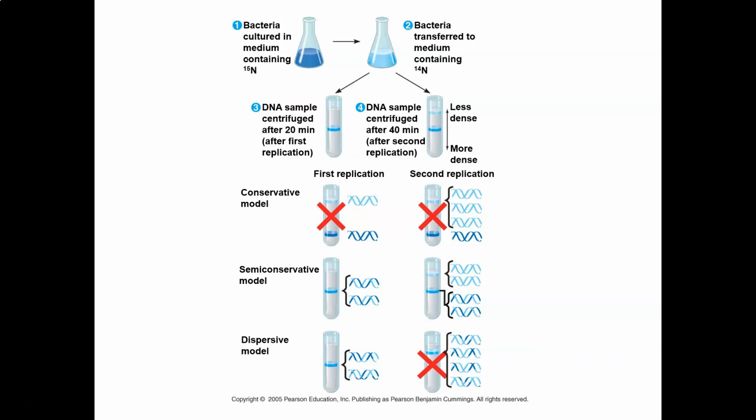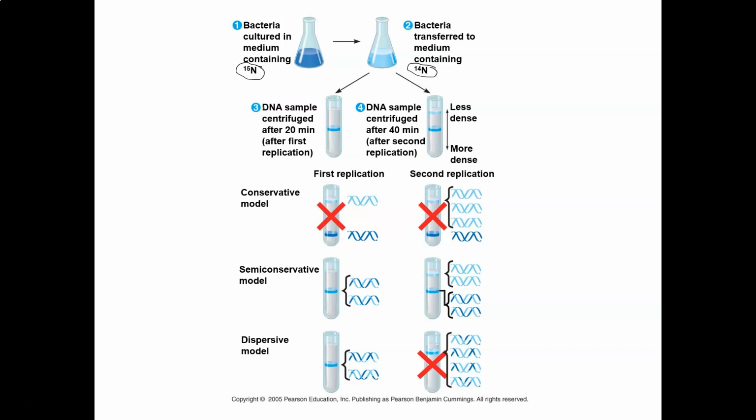Okay, so here's what they did. They took bacteria cultured in medium with heavy nitrogen, a heavier isotope of nitrogen, and DNA has a lot of nitrogen in it. Okay, and then they transferred that bacteria to medium containing a lighter nitrogen isotope. So you've got heavy and light, we'll call it, nitrogen.